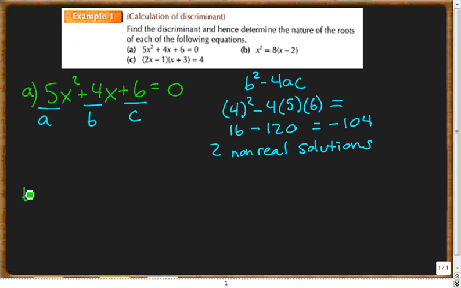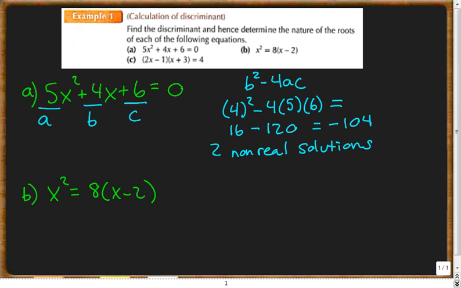Now b is x squared equals 8 times x minus 2. Now this one is different from a in that it is not set up in the general form for a quadratic. What we need to do is make this equation look like a. We need to simplify and move everything over to one side and have it equal 0. That is required in order to calculate what the discriminant is.